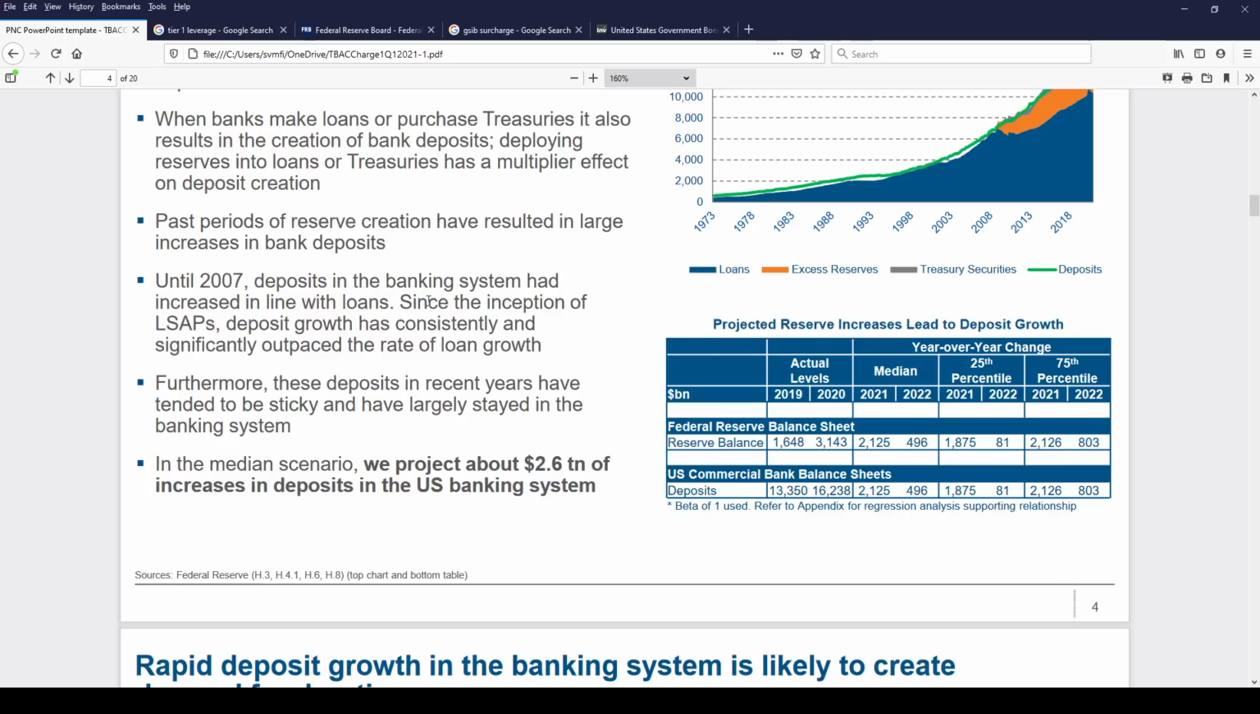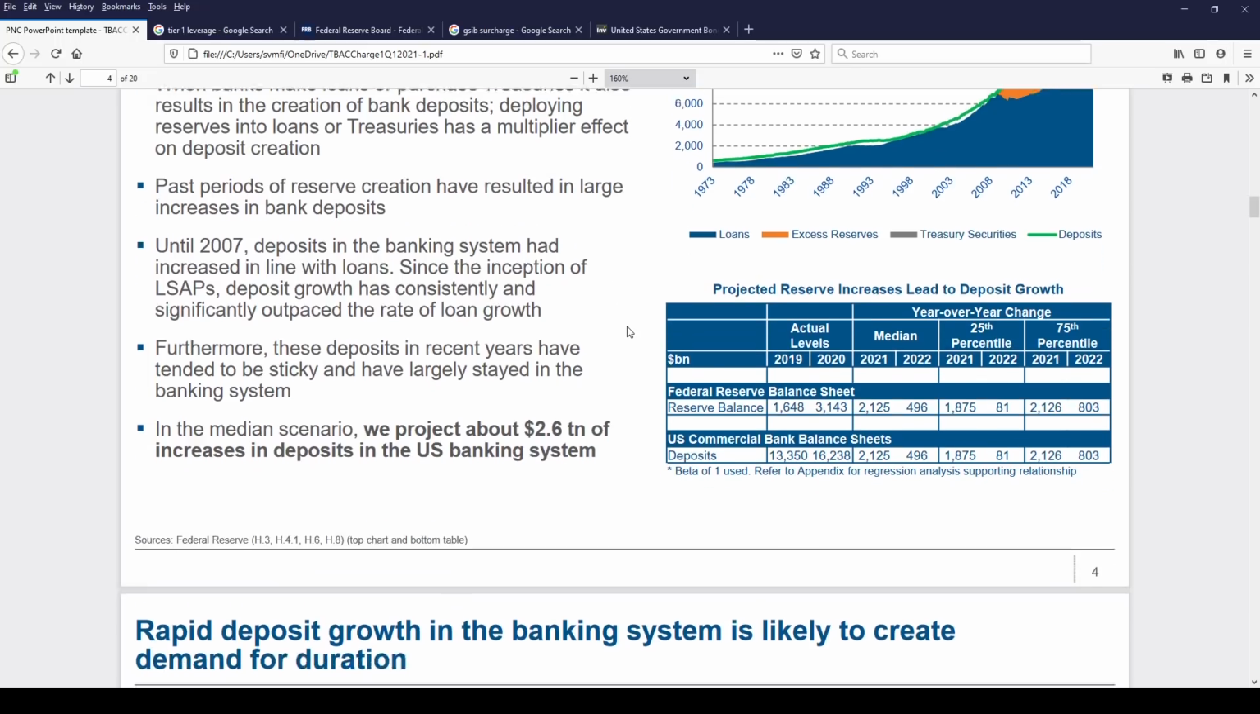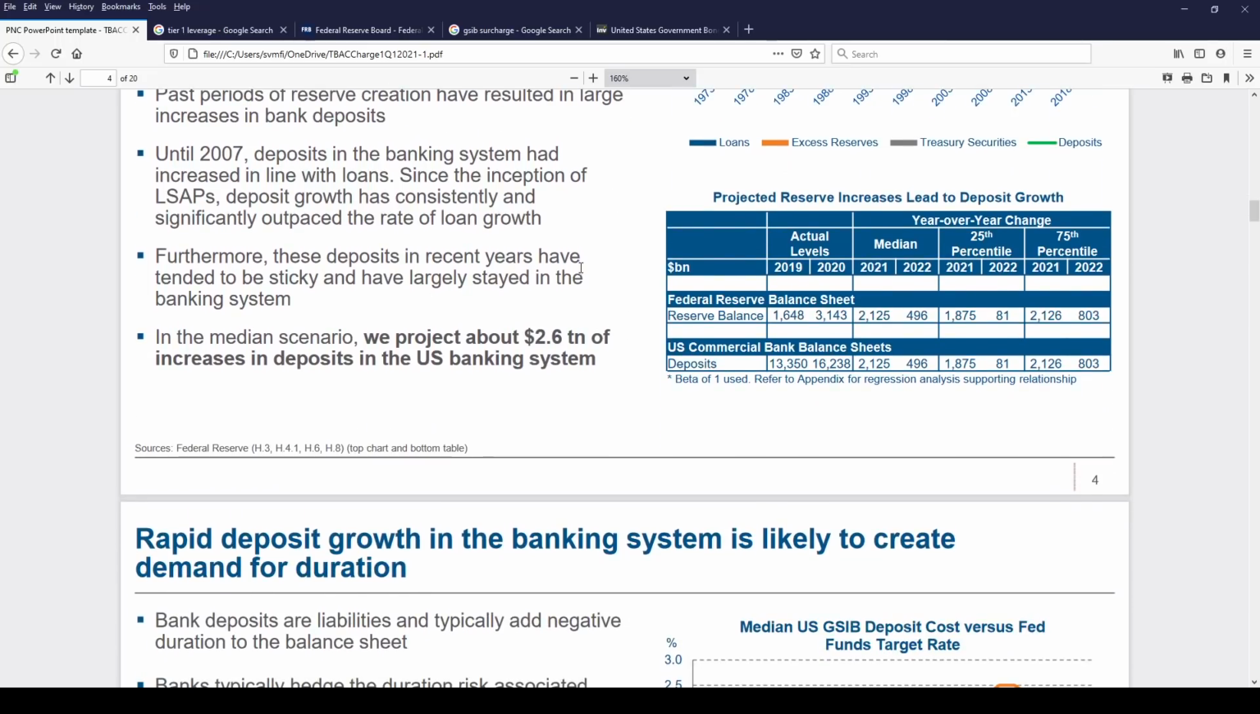Until 2007, deposits in the banking system had increased in line with loans. Since the inception of LSAPs, deposit growth has consistently and significantly outpaced the rate of loan growth. So what you're seeing is lower interest rates and lower credit spreads lead to less lending, something we've covered before. Furthermore, these deposits in recent years have tended to be sticky and have largely stayed in the banking system, meaning money's not moving, which we know based on the velocity of money.